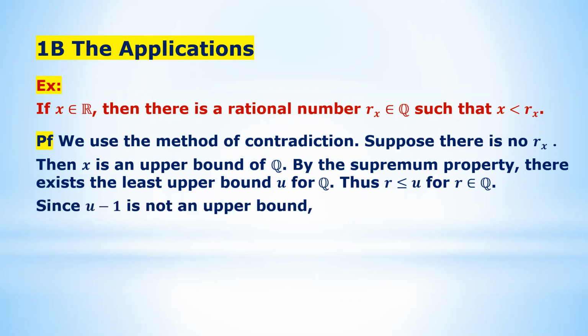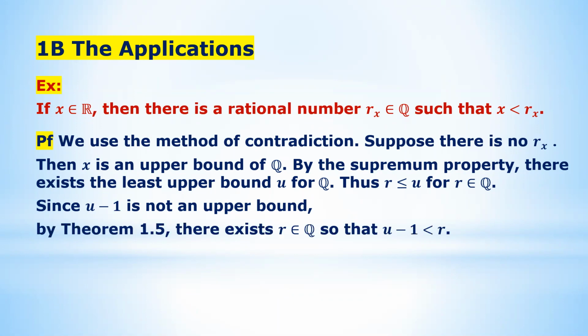Now, then you argue the same way. So suppose u minus 1 is not an upper bound. Since u minus 1 is not an upper bound, this means that there is a rational number r greater than u minus 1. And then you do the same thing. You move the 1 to the right side, and you get u is less than r plus 1.